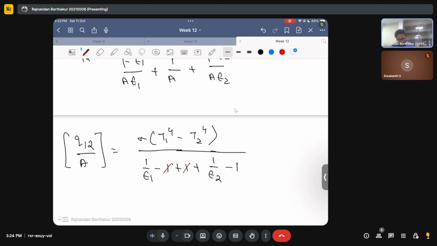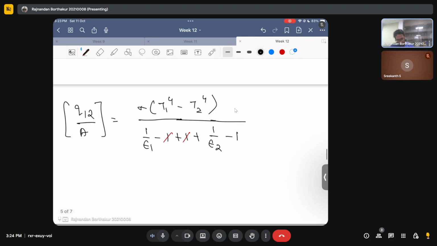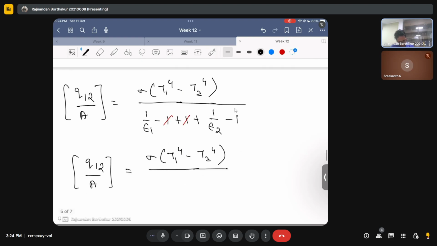So then these two will cancel and we will get a nice expression which will give us the net radiative flux leaving two infinitely large plates which are at temperatures T1 and T2 possessing emissivities epsilon 1 and epsilon 2, and you will get it as sigma times of T1 raised to the power 4 minus T2 raised to the power 4 divided by 1 by epsilon 1 plus 1 by epsilon 2 minus 1.